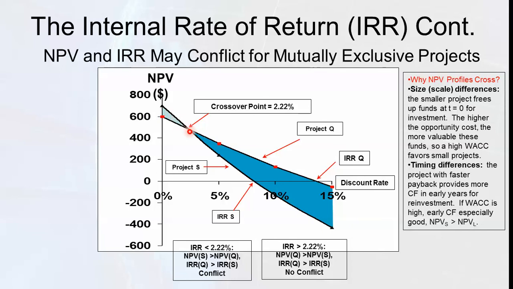Just before this cross rate, and the timing difference: the project with faster payback periods provides more cash flows in early time period for reinvestment. Therefore, if WACC is high, early cash flow is especially good.